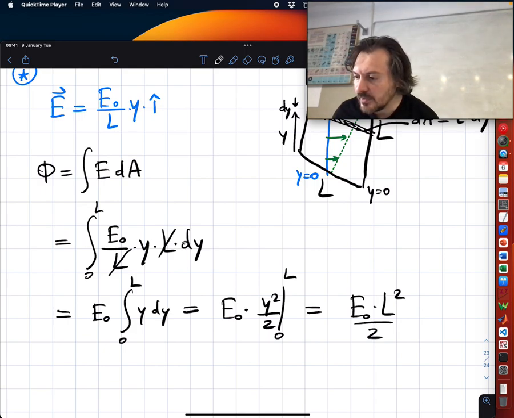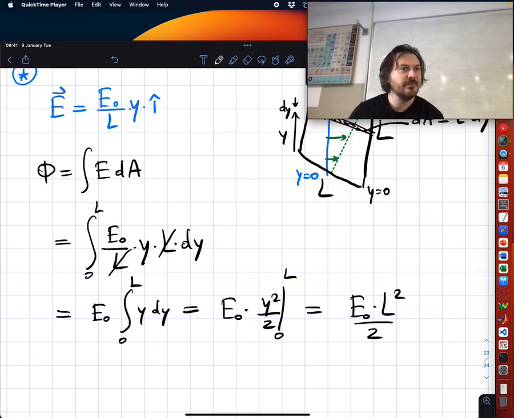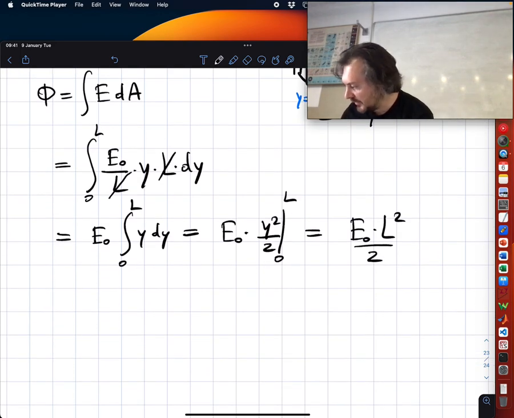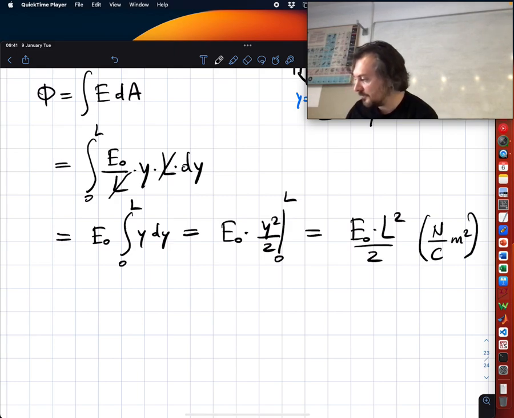And what was the unit of flux? Did we have a particular unit for flux? A name? No, that's capacitance. Okay, no, we don't. So Newton over Coulomb times meter squared.